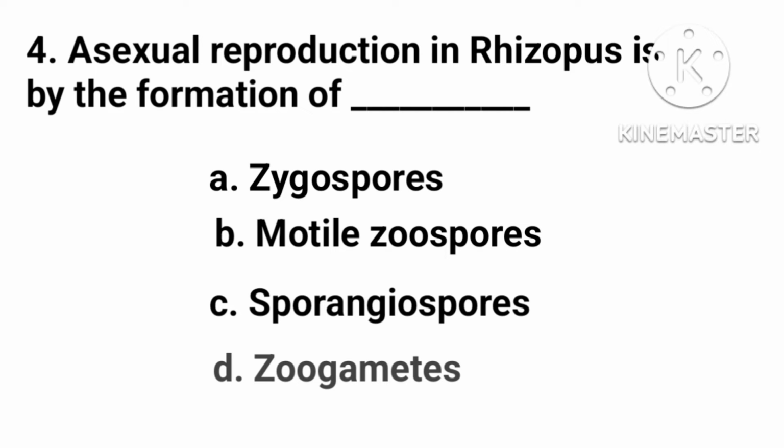Asexual reproduction in Rhizopus is by the formation of: option A, zygospores; option B, motile zoospores; option C, sporangiospores; option D, zoogametes. The correct answer is option C, sporangiospores.